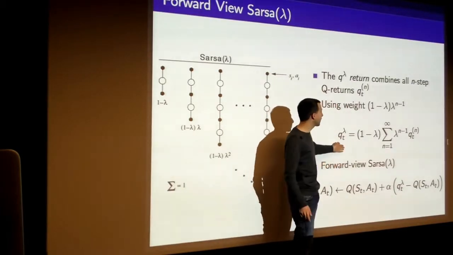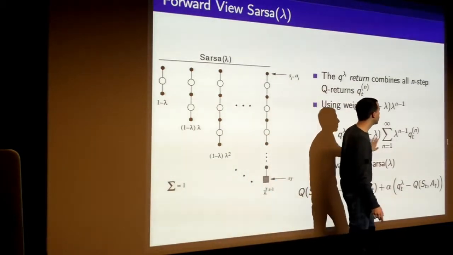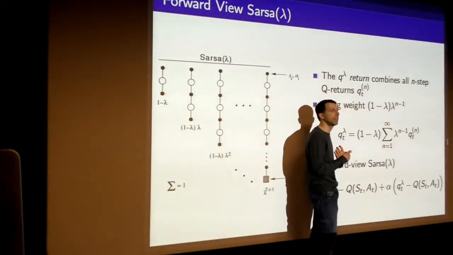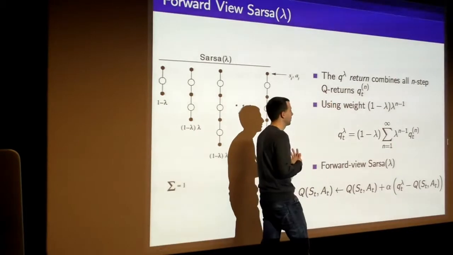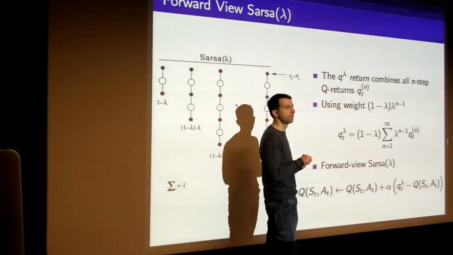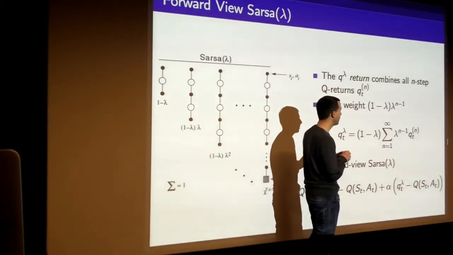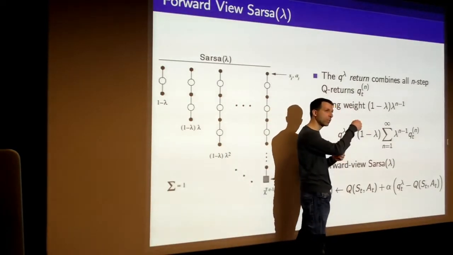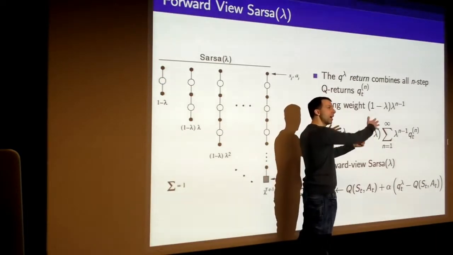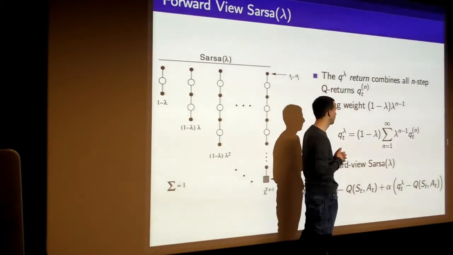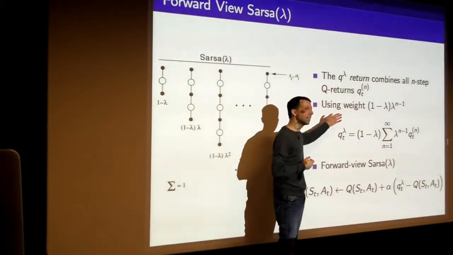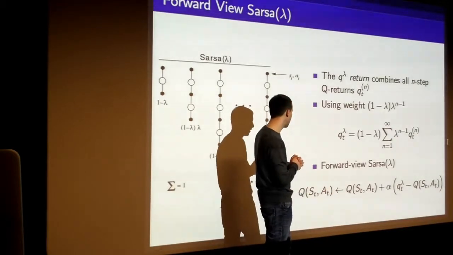And so when we make this lambda return, this is just a way to average over all of our n-step returns in some way that's A, computationally convenient, and B, takes account of all different n. It has this lambda parameter that we can tweak, which can make us either more or less far-sighted in terms of how much we prefer the large n or the short n. And now we can plug this right into our update.